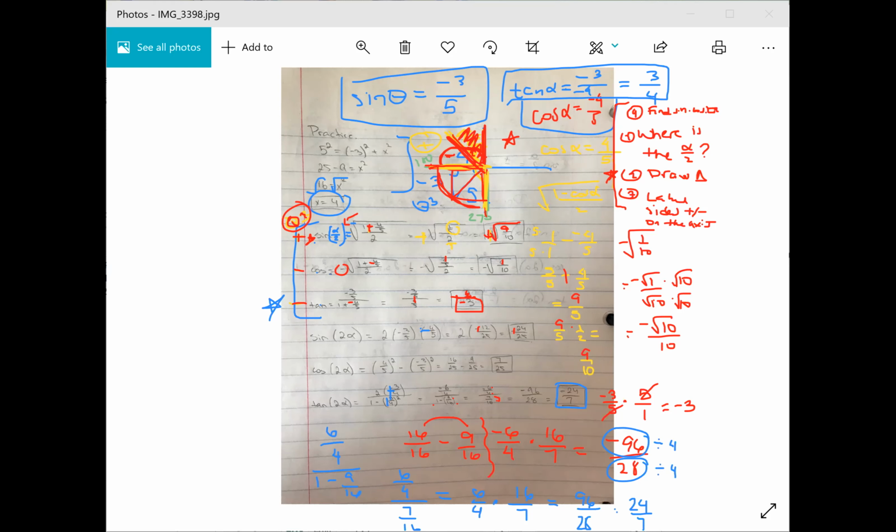Okay, so now let me go on to the next part. We're actually going to be talking about solving trig functions now. Trig equations. Trig equations are similar to solving regular equations. Let me stop sharing this.